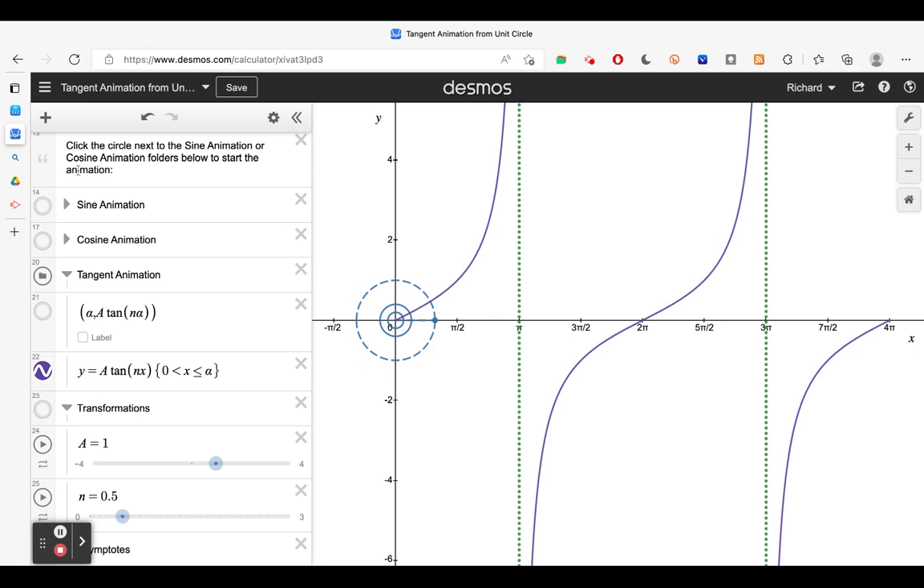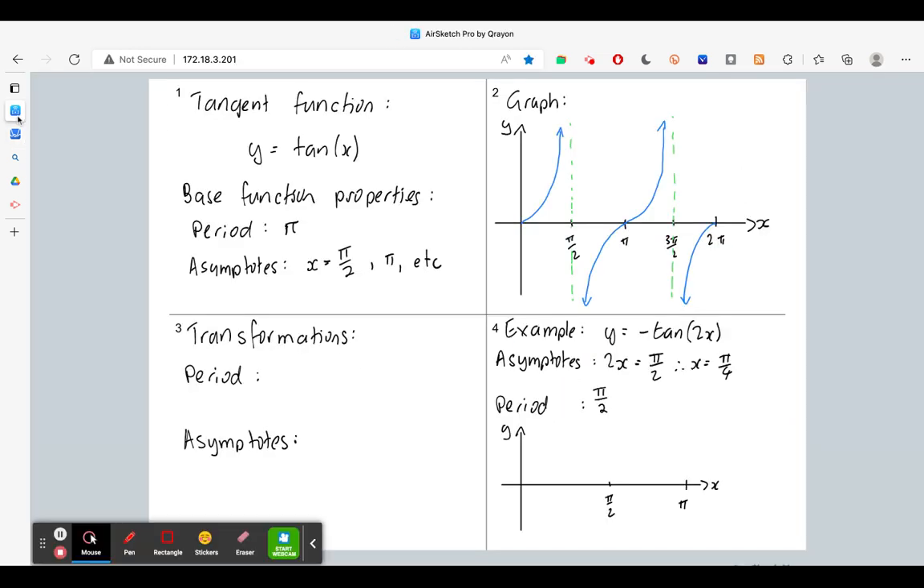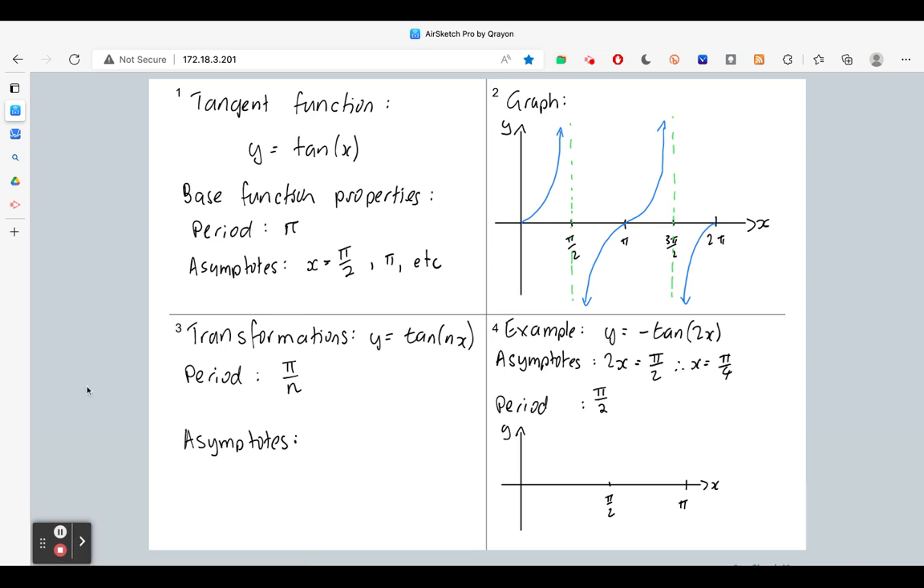Okay, so what does that mean in practice? In practice, we don't worry about amplitude. We simply say the period is equal to pi on n. I should say this is y equals tan of nx. No a in front of the tan because it doesn't have enough of an effect to worry about this year at least. So the period is pi divided by n.